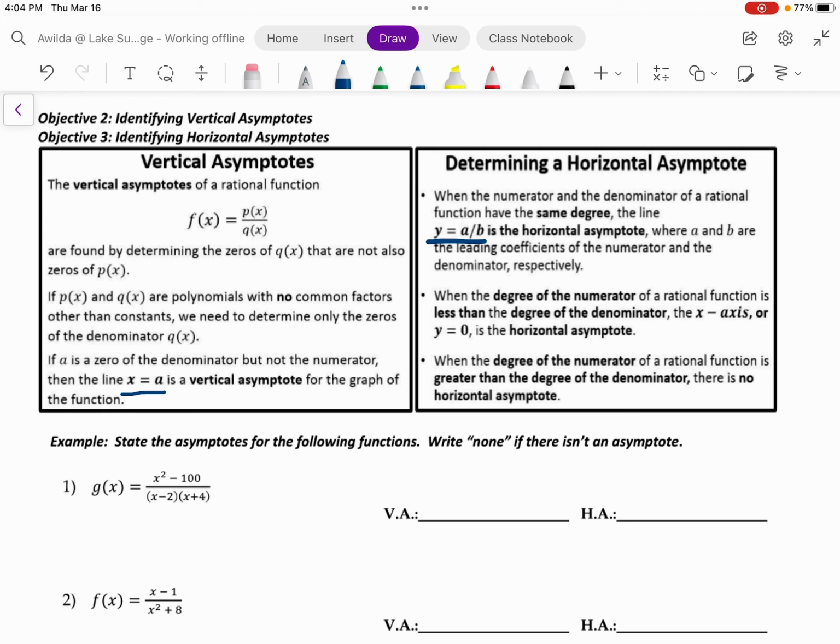When the degree of the numerator is less than the degree of the denominator, then the horizontal asymptote will be the x-axis, which is the same as the y equals 0 line. Finally, if the degree of the numerator is greater than the degree of the denominator, then there is no horizontal asymptote. Let's explore these asymptotes in the next few examples.